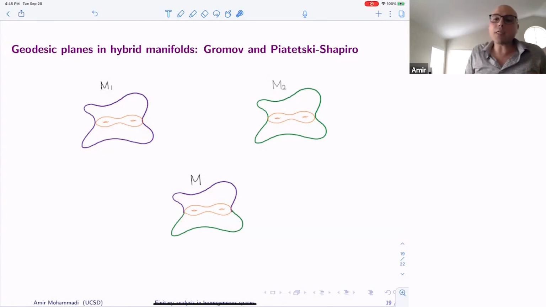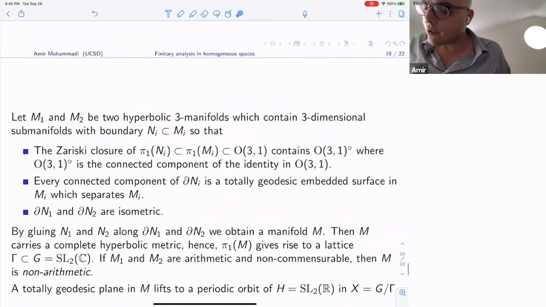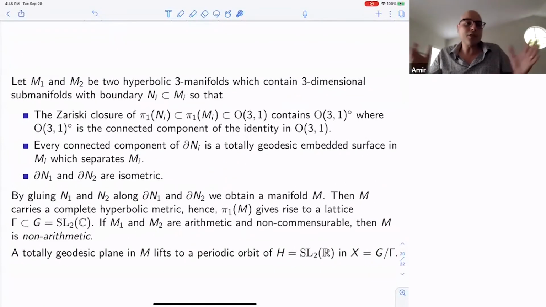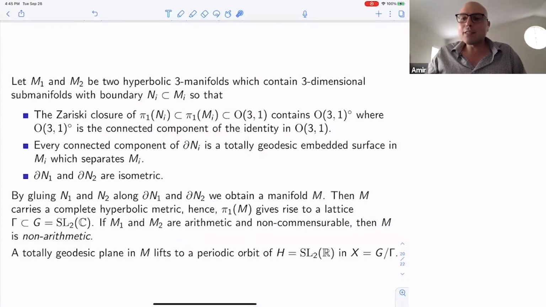This gives you a hyperbolic 3-manifold, and the fundamental group here is now non-arithmetic. So if you don't like pictures, which I noticed no other talk had, I have some pictures. So this is how you construct it.